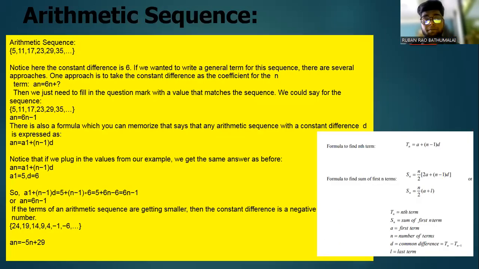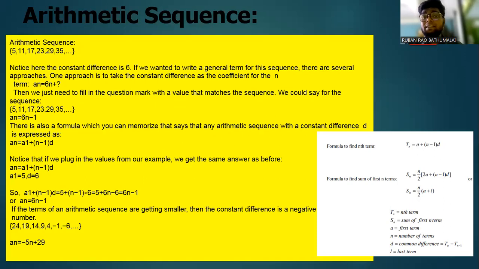Here I give details of that formula and also a small example. Here is an example arithmetic sequence: 5, 11, 17, 23, 29, 35. Between 5 and 11, and 11 to 17, the difference is 6. That's called the constant difference.